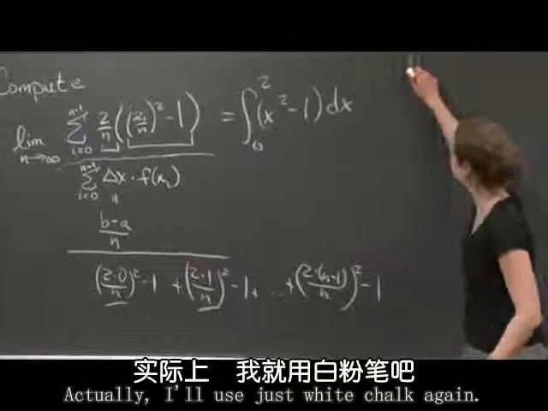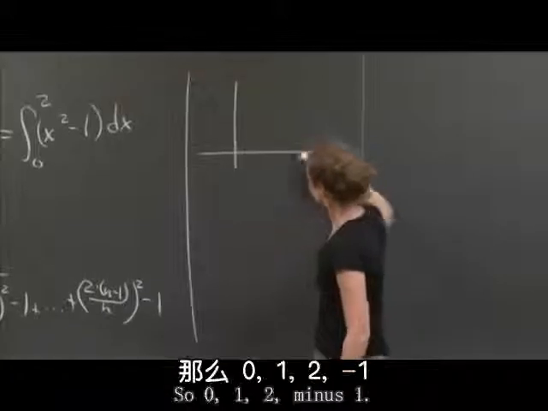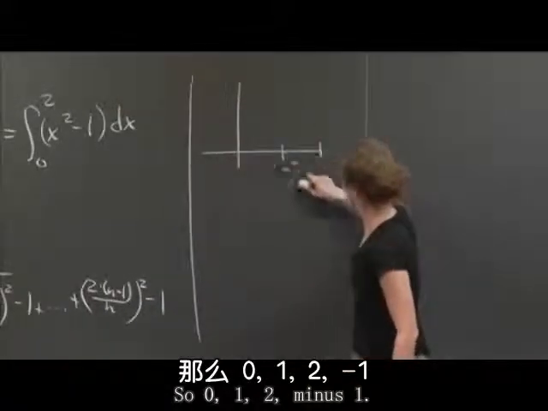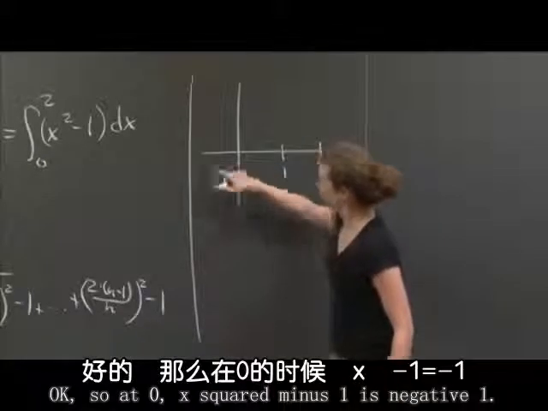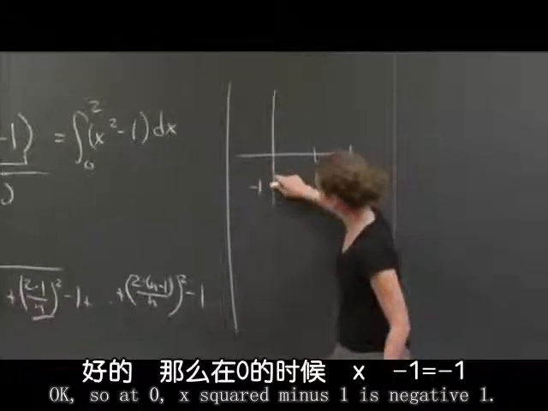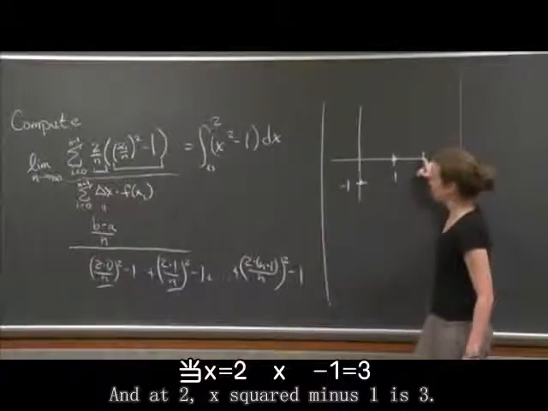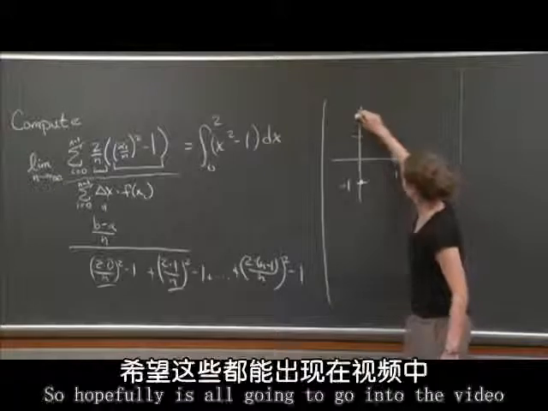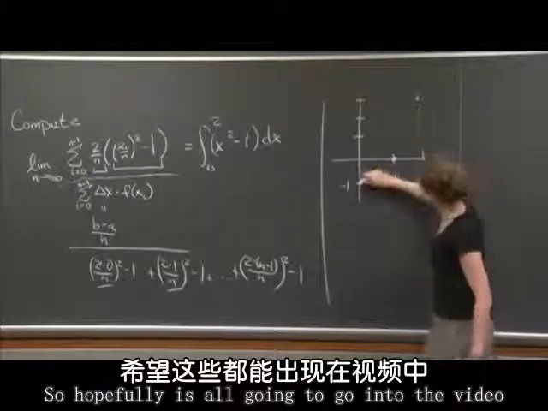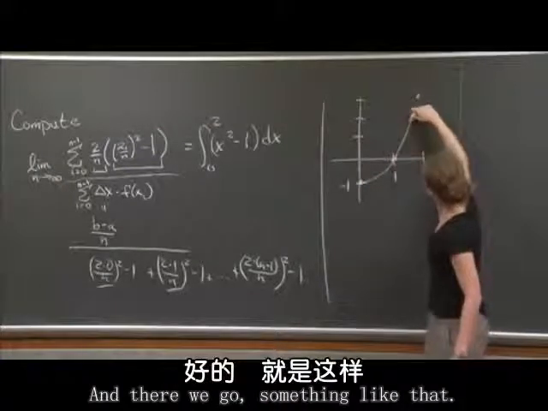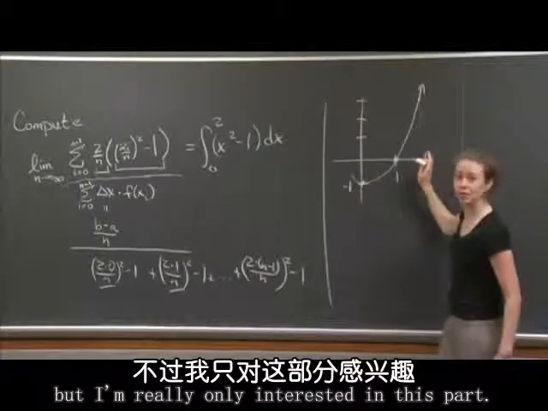Actually, I'll use just white chalk again. Let me draw a graph of x squared minus 1 from 0 to 2. So 0, 1, 2, minus 1. Okay, so at 0, x squared minus 1 is negative 1. At x equal 1, x squared minus 1 is 0. And at 2, x squared minus 1 is 3. So hopefully this is all going to go into the video screen, and there we go. Something like that. It continues over here, but I'm really only interested in this part.